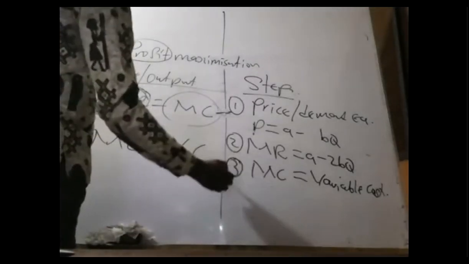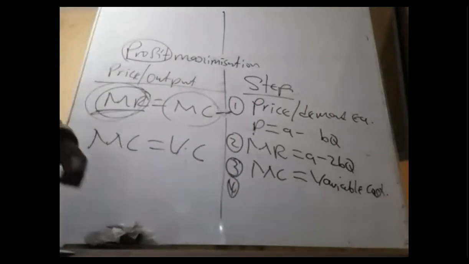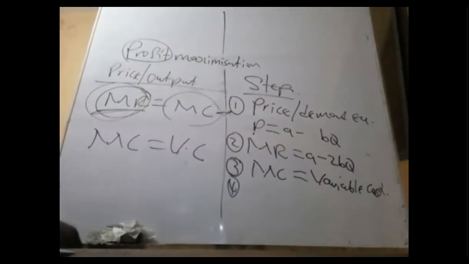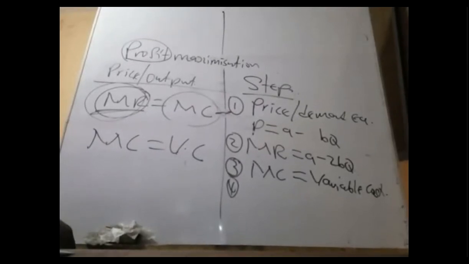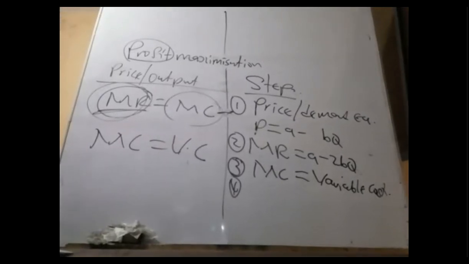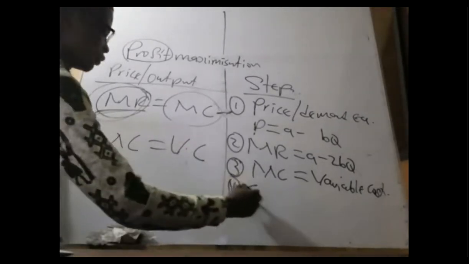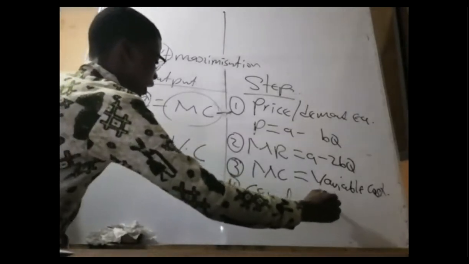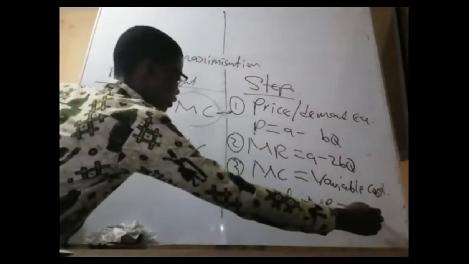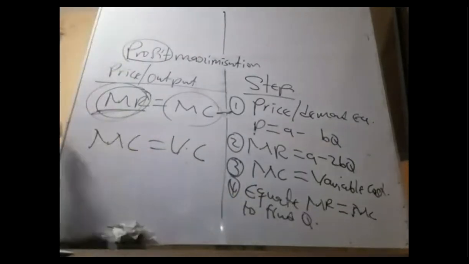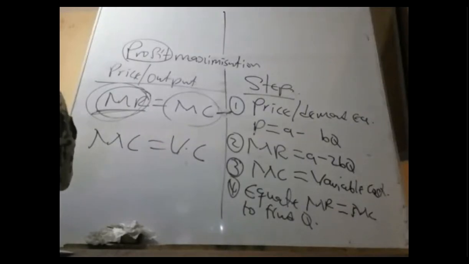Then step 4, solve them, equate them. Step 4, equate the marginal cost and the marginal revenue, MR and MC, to find for what? Q. That's the quantity. That is all, to find the quantity.